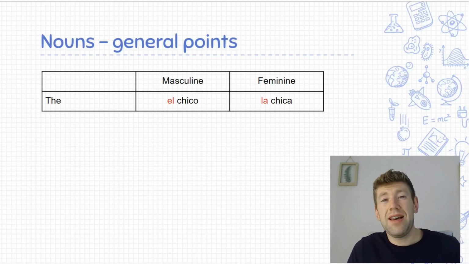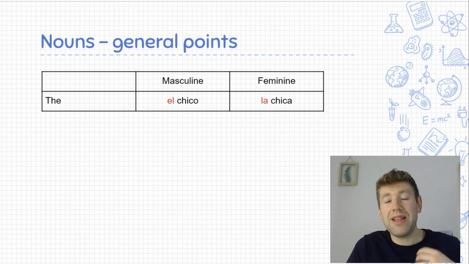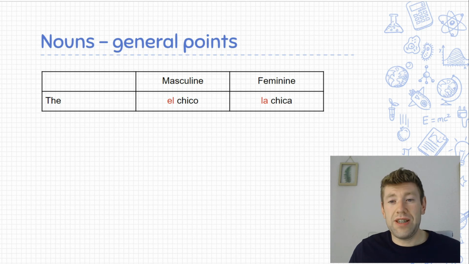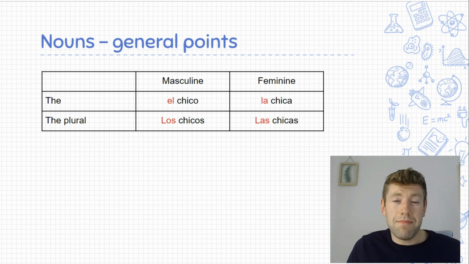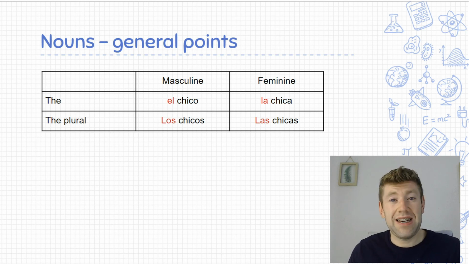So firstly, if it's a masculine noun, it's el. For example, el chico. And if it's a feminine noun, it's la. So for example, la chica. So el and la both represent the. At the same time, if it's a masculine plural, then we would use los for the. So for example, los chicos. Or if it was a feminine plural, we would use las for the, las chicas.